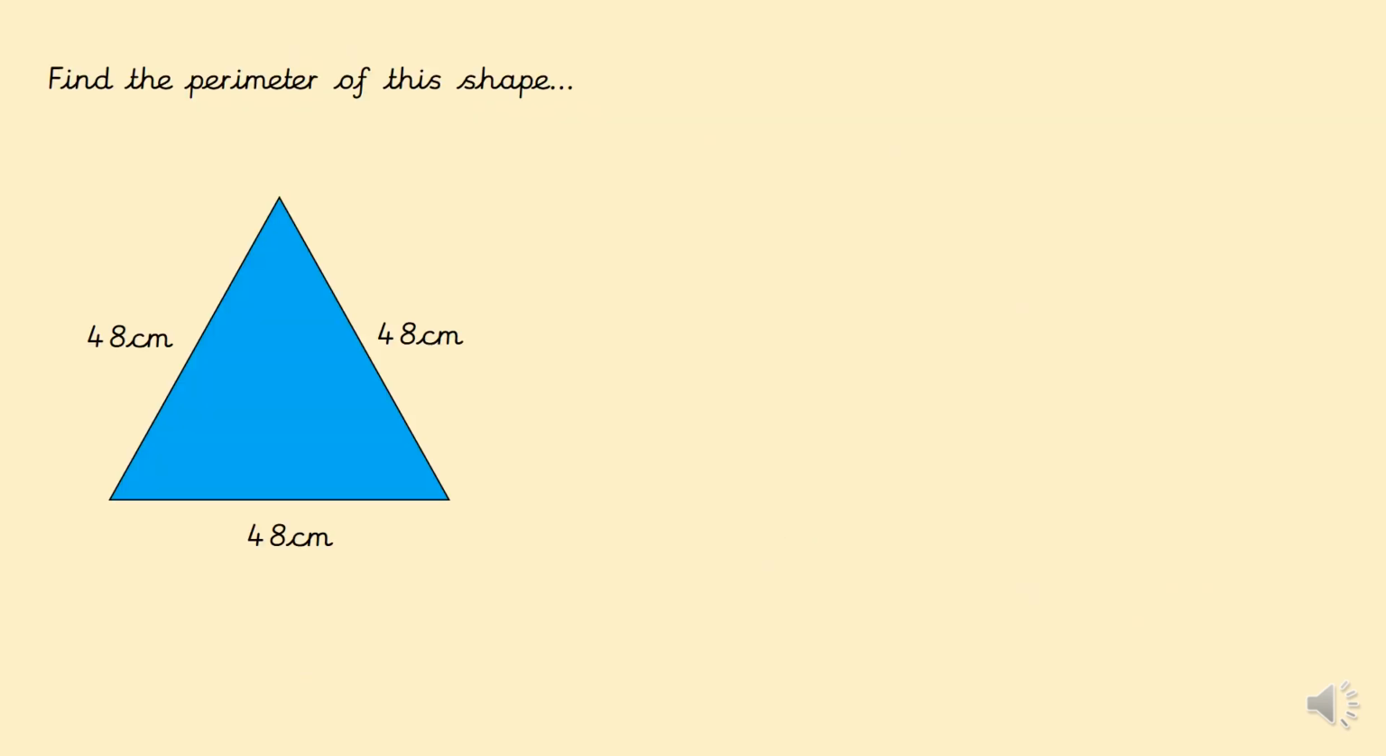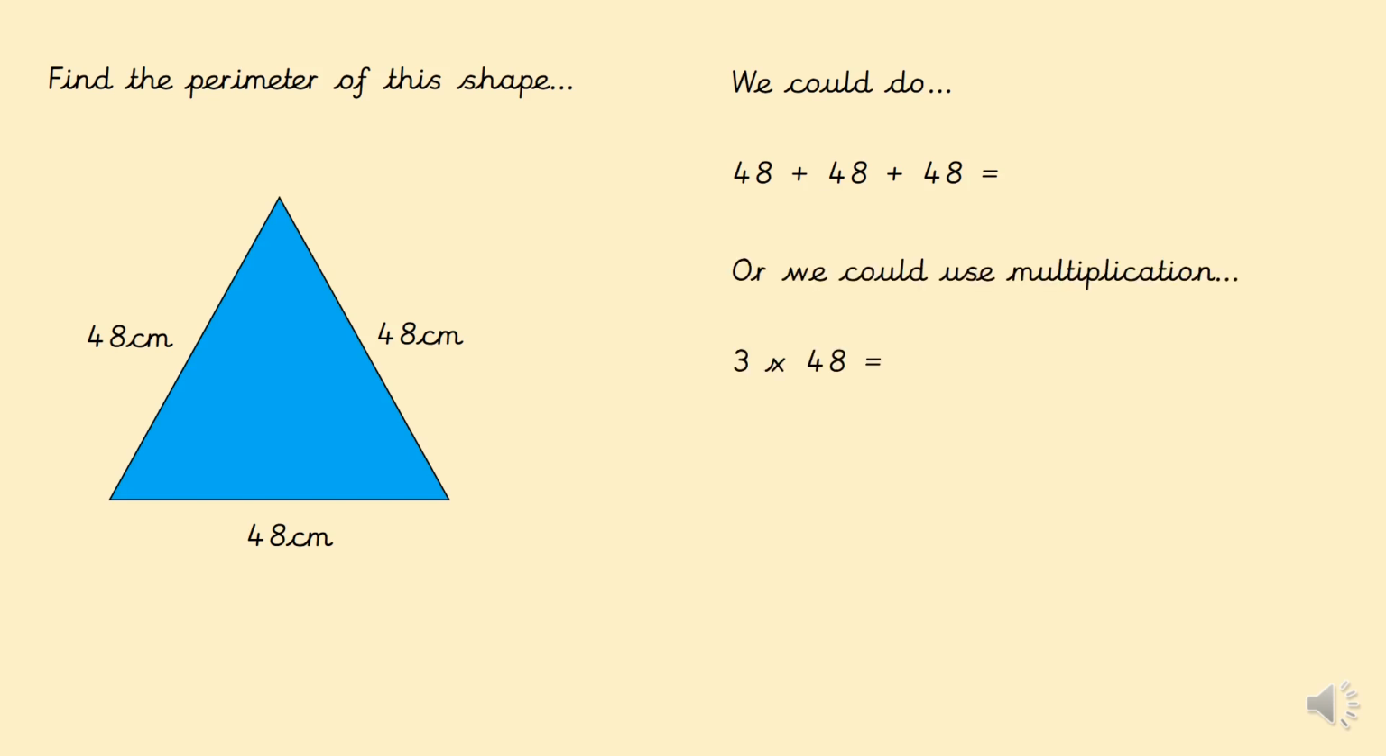Let's have a look at another question. Let's find the perimeter of this shape. So we could do 48, add 48, add 48, or we could use multiplication. Because all of the sides are of equal length, we could say 3 times 48, 3 lots of 48. Let's remember how we do this. 48 times by 3.